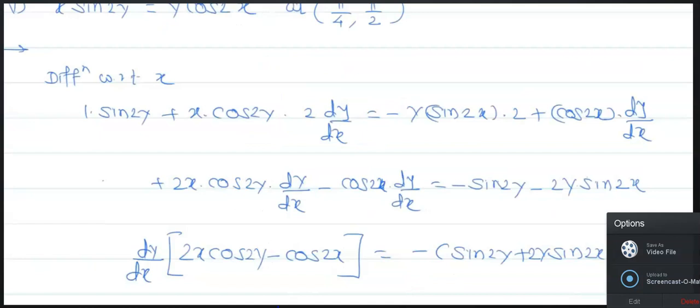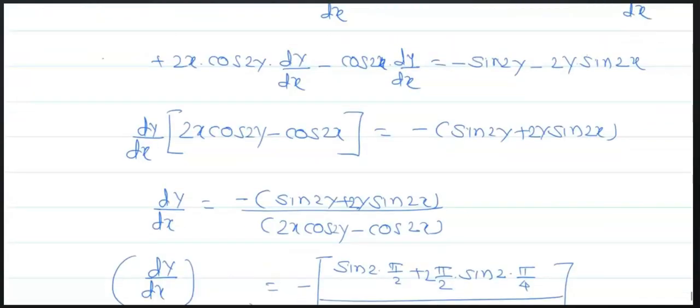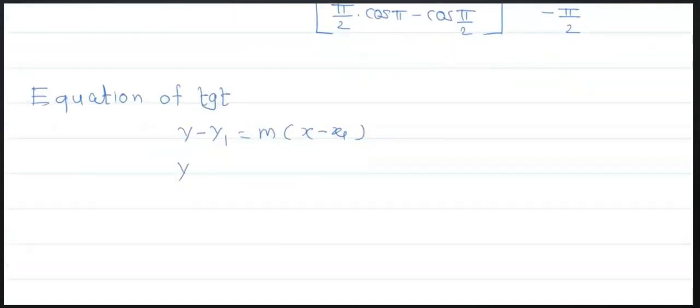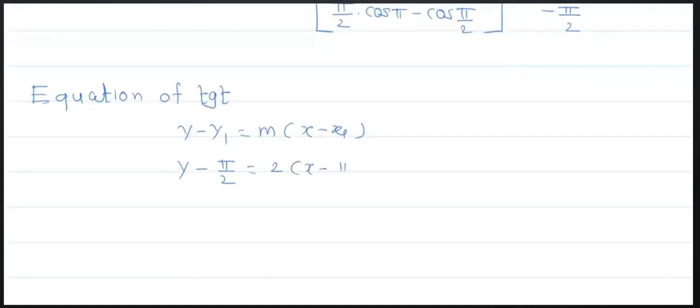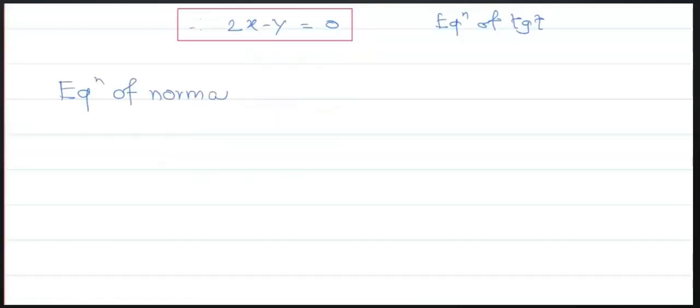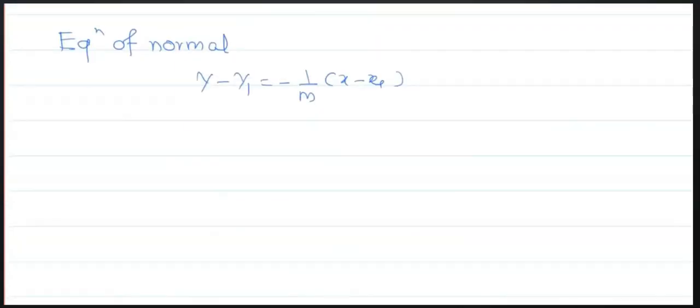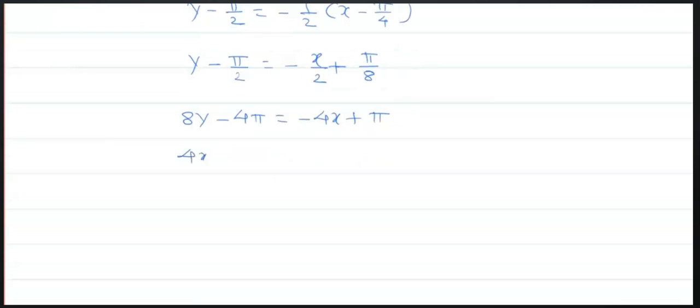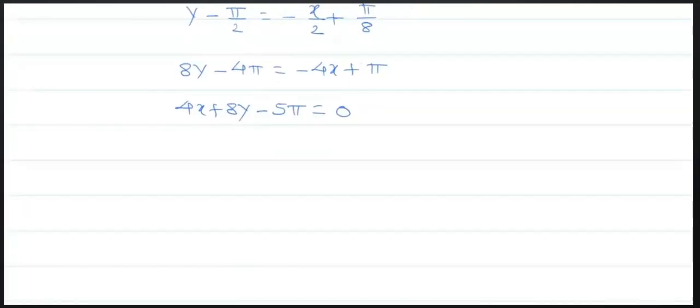Now we see here. These are the values of the dy by dx after substitution. Now the equation of the tangent, y minus y1 is equal to m in bracket x minus x1. Same thing is repeated here. This is the equation of the tangent. Now the equation of the normal, y minus y1 is equal to minus 1 upon m in bracket x minus x1. This is the equation of the normal.